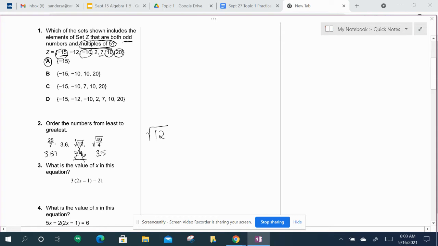All right, then I go to the next one. I'm looking for the next biggest, and I see a 3.57 and just a 3.5. So because this one continues, it's a little bit bigger than this other one, and so I'm going to say the square root of 49 fourths would be next. And then close after that would be the 25 sevenths, which leaves finally my answer of 3.6, from least to greatest.